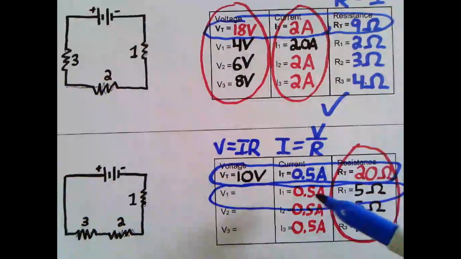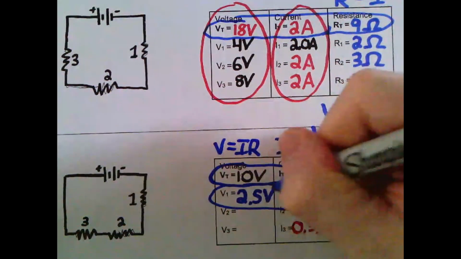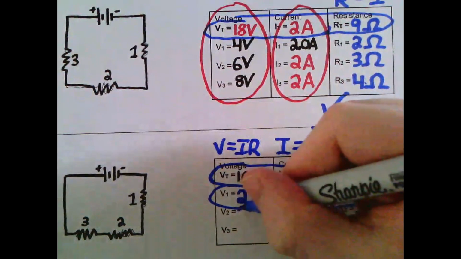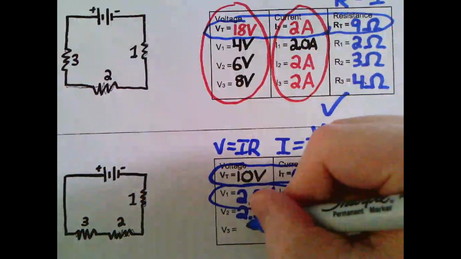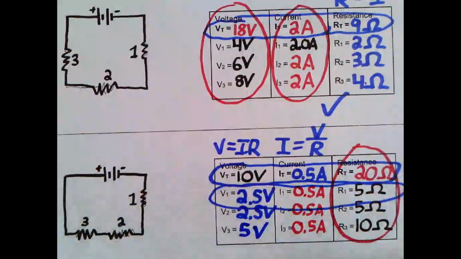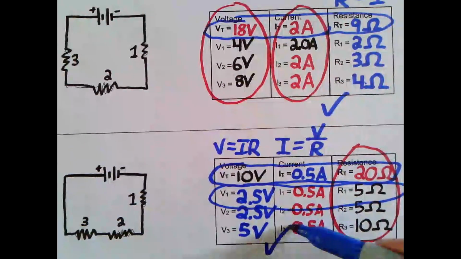So 0.5 times 5, so this is 2.5 volts. 0.5 times 5, so 2.5 volts. And then the last one, 0.5 times 10, so 5 volts. And we're happy because 5 plus 2.5 plus 2.5 equals 10, so we're good. And that's it. That's how you do series.